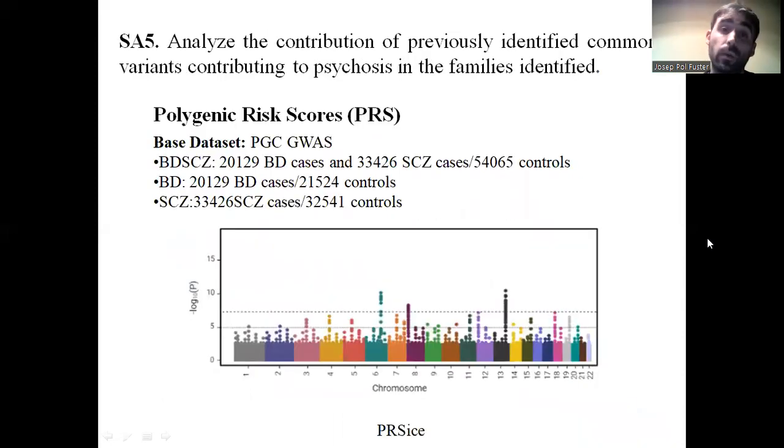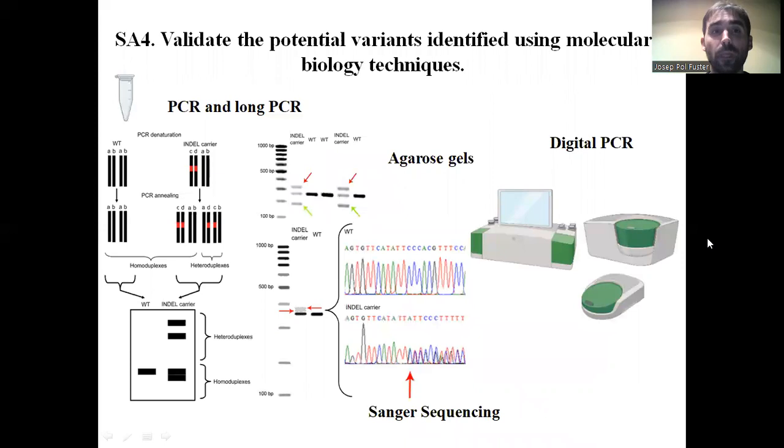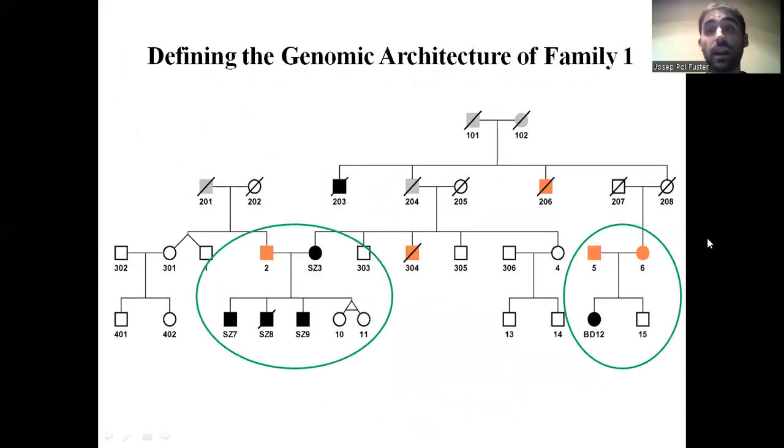And, as we were mentioning before, we also wanted to know the contribution of common variants previously associated with the phenotype in the population in our families. In order to do so, we calculated PRS scores. And finally, we also wanted to validate the potential variants identified using molecular biology techniques. And now we are going to define the genomic architecture for the families we analyzed.